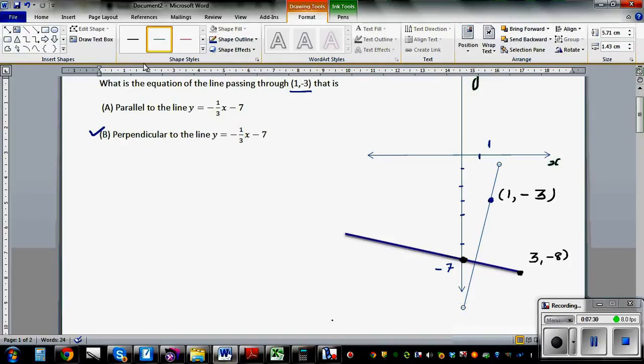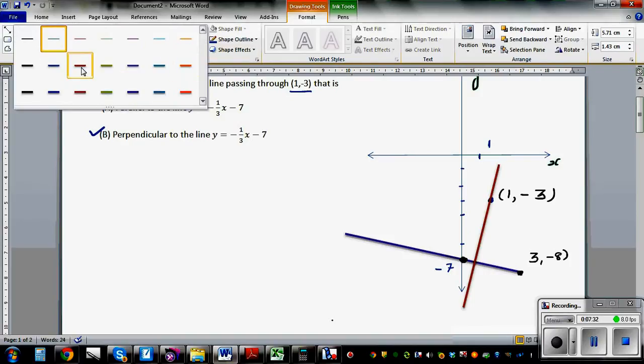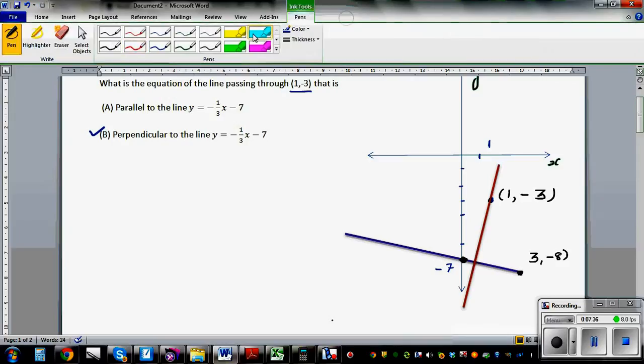That means this line you're talking about, that is passing through this point, 1 comma negative 3, forms a right angle with this line. So basically, what's the equation of this line which is perpendicular to this line? Okay, the equation of this line is y is equal to negative 1 over 3x take away 7. By just looking at this line, you can understand from left to right it is going up. So the gradient has to be positive here.